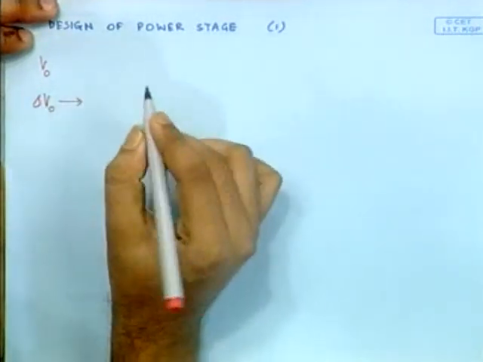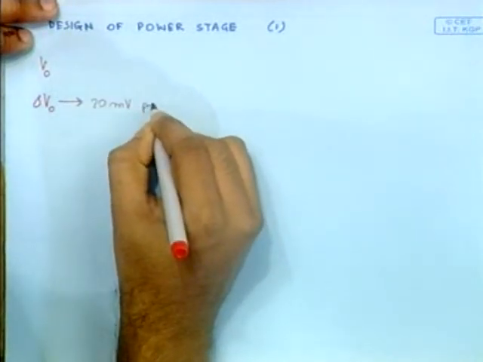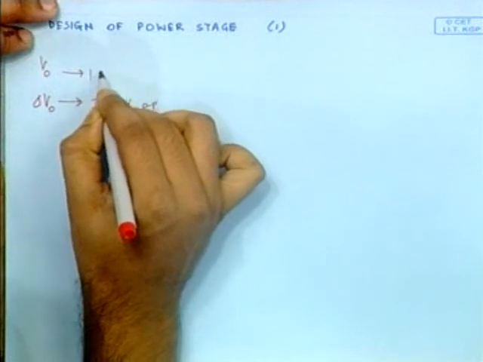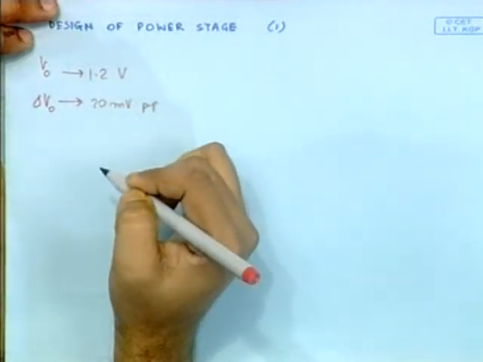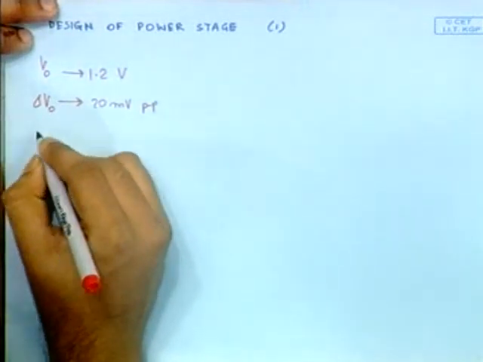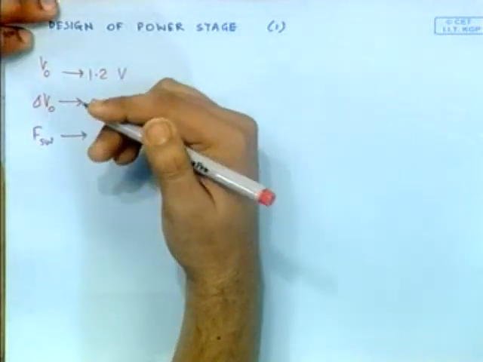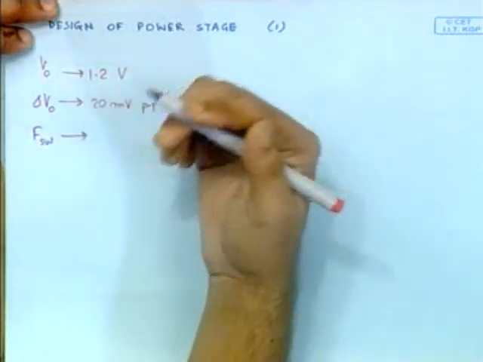Say it is 20 millivolt peak to peak. Just say it may be anything. V out may be 1.2 volt. This is, I am stating the specification of the high frequency converter that I just mentioned. All right. Switching frequency. This is a specification. Of course, this is specified by the user or maybe your customer.